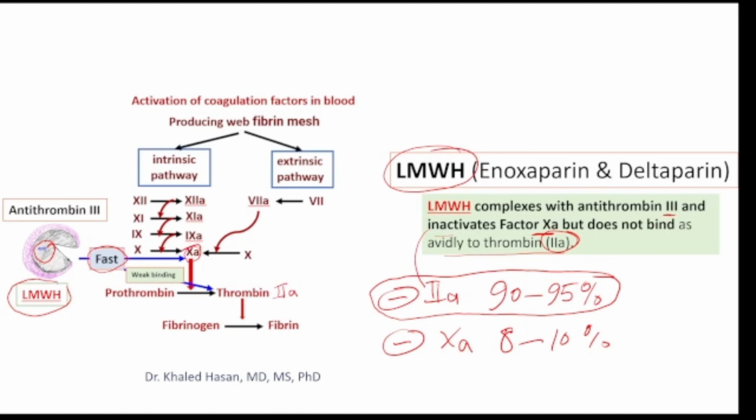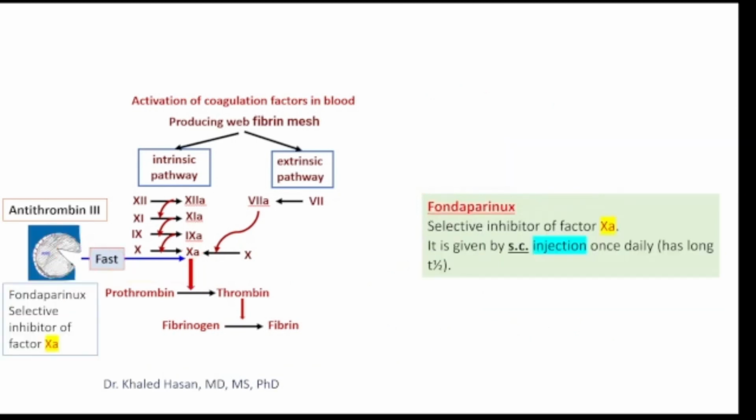So I will repeat this one. Low molecular weight heparin, enoxaparin, dalteparin, bind to the antithrombin 3 and accelerate inactivation of factor 10A with a weak avidity to the thrombin 2A. So the question: what is the mechanism of action of low molecular weight heparin? What is the mechanism of action of enoxaparin or dalteparin? Okay, moving to the next.